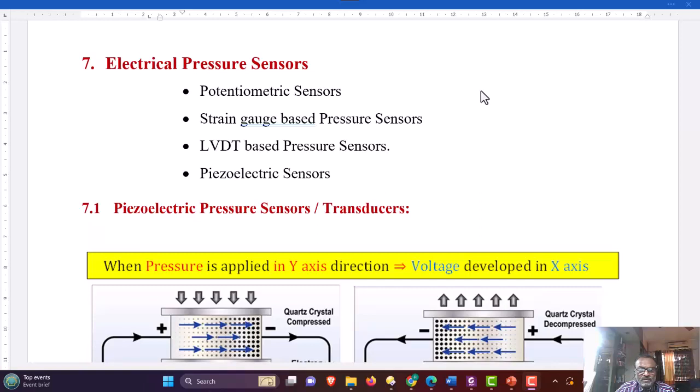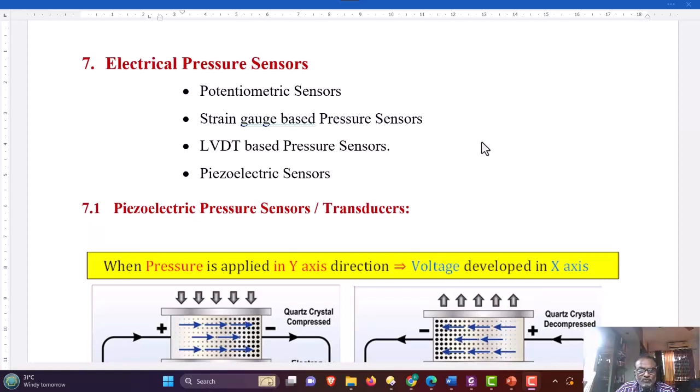Today we are going to learn about pressure sensors that provide electrical output directly. Some of the pressure sensors that provide direct electrical output are based on the following principles: the potentiometric sensors, the strain gauge based pressure sensors, the LVDT based pressure sensors, and piezoelectric pressure sensors.